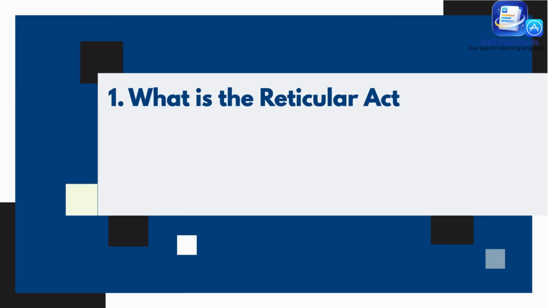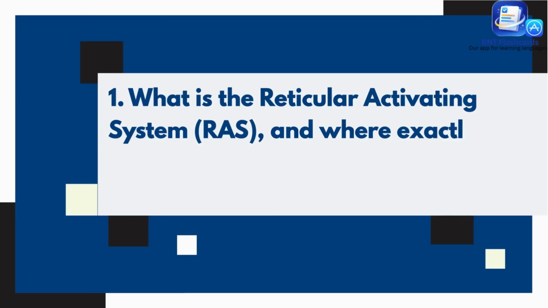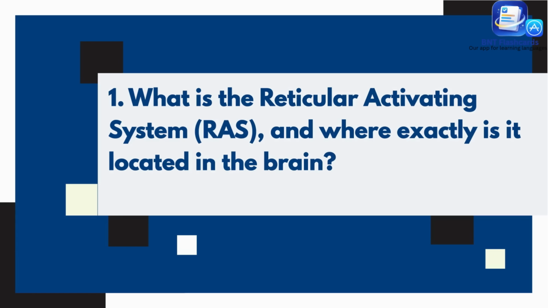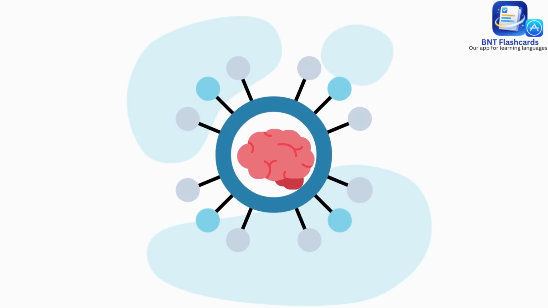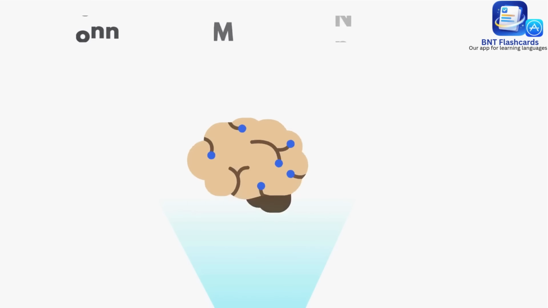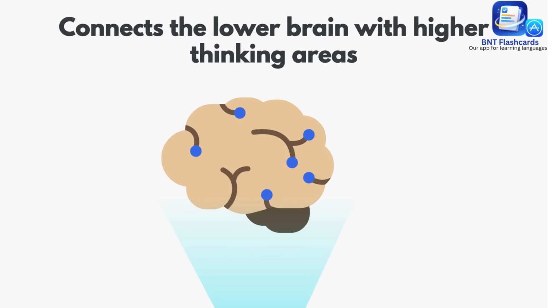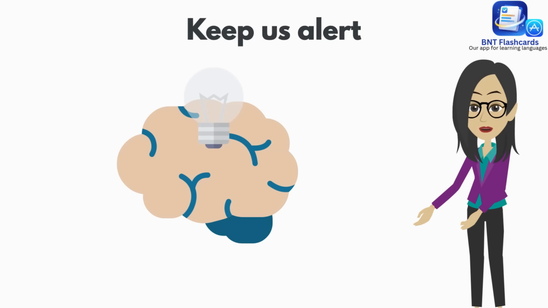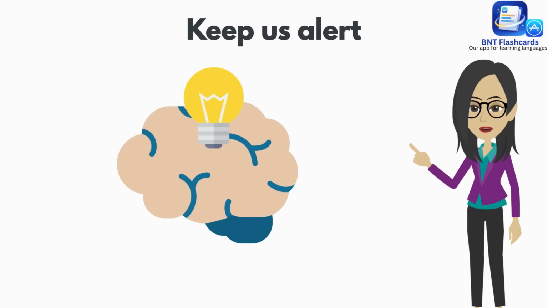1. What is the reticular activating system RAS, and where exactly is it located in the brain? The reticular activating system is a network of neurons located in the brainstem. It connects the lower brain with higher thinking areas like the cortex. Its main job is to keep us alert and decide which information should reach our conscious awareness.